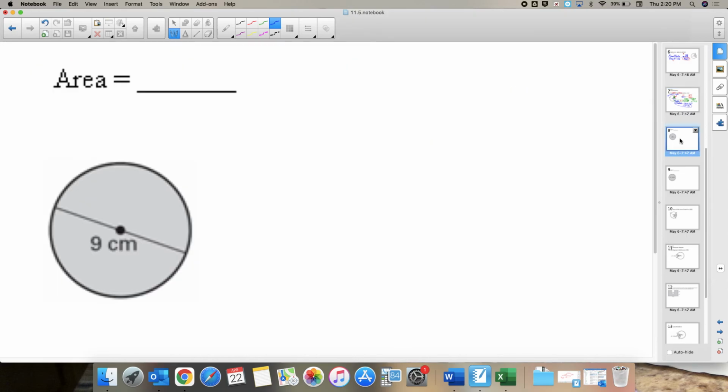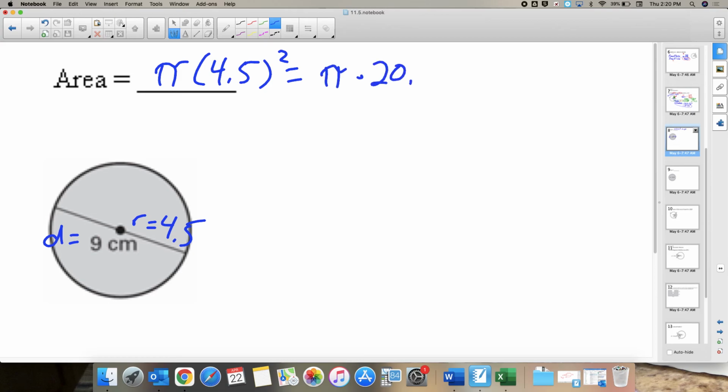Just wants the area of our circle. Now, if the diameter is 9, that means our radius is 4.5. So it is pi times 4.5 squared. Remember, once again, square it first. 4.5 squared is 20.25. So I do that times pi. We get 63.62. And in this case, my units would be centimeters squared.